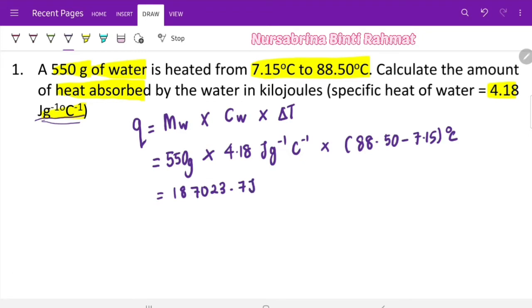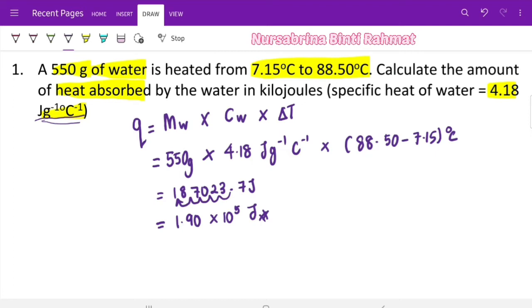187023.7 joules. Usually we will never leave our answer this way. We're going to simplify it into scientific notation, or you can convert it into kilojoules. This is a very large amount of heat, so I prefer to leave it in the form of scientific notation. So I'm going to simplify it. It will become 1.901235 times 10 to the power of 5 joules. Please make sure you write down your answer with the correct unit as the final answer.